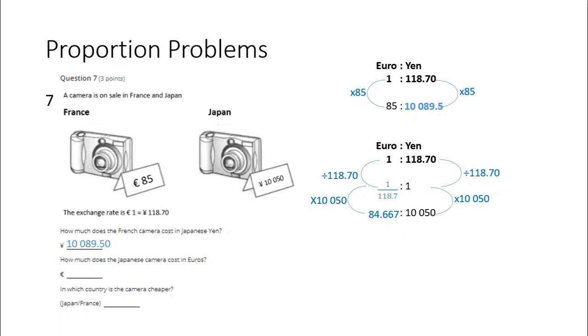Money is always 2 decimal places, so I'm going to round that to 2 decimal places, and that's going to be 84.67 because a 6 with a 7 after it rounds up. Right, in which country was the camera cheaper? Let's be clear about this. We want the lower price. Now in Japan, the camera cost 84.67 euros, which is less than 85. In France, the camera cost 10,089.50 yen, which is more expensive than the Japan camera. So the cheaper camera was the Japanese camera.